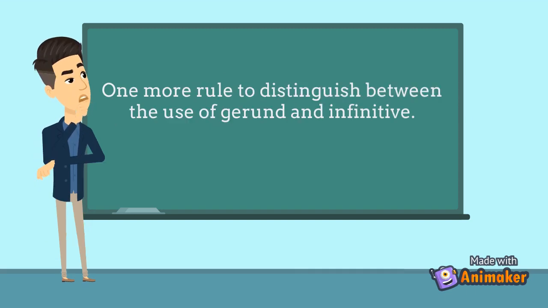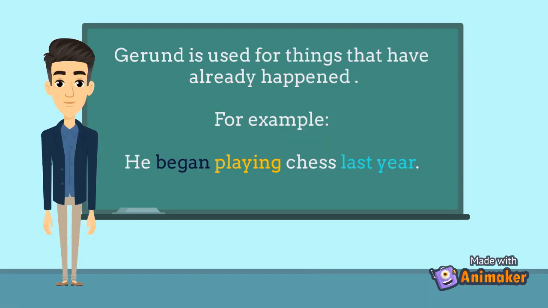One more rule to distinguish between the use of gerund and infinitive. Gerund is used for things that have already happened. For example, he began playing chess last year. In this sentence, the action was in simple past, and we also have the expression last year which indicates the past.